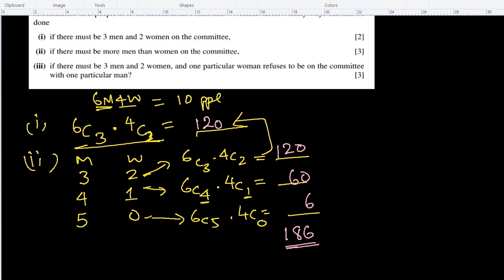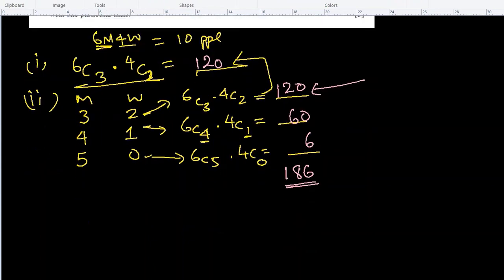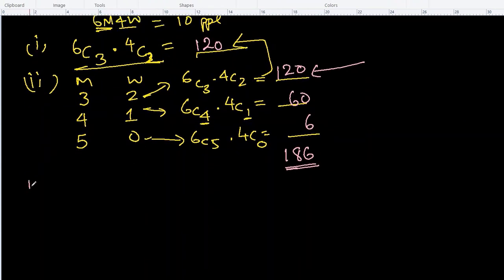If there must be 3 men and 2 women, and one particular woman refuses to be on the committee with one particular man. That makes it a little difficult. So part 3, either the man should be in the committee or that woman should be in the committee. So let's say that the man is in the committee. That means the woman will not be, she will refuse.